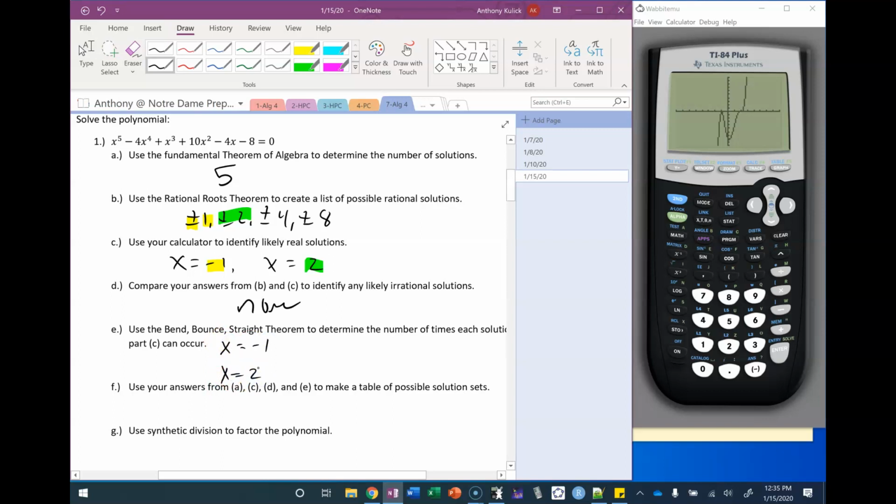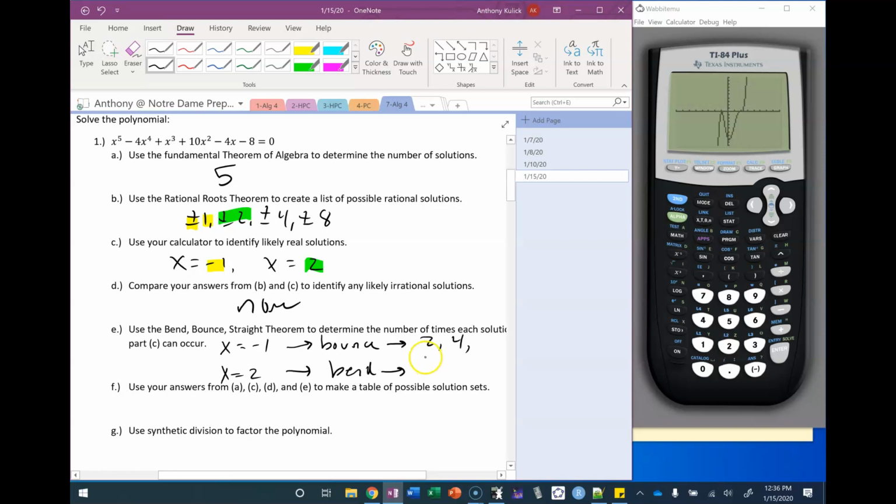All right, next up, we're going to use the bend, bounce, and straight theorem. If I look at -1, is that a bend, bounce, or straight? That's a bounce. If I look at x equals +2, bend, bounce, or straight? Bend. Okay. So bounces can be used how many times? Even, greater than or equal to 2. So at least 2, 4. Could it be used 6 times in this case? Why not, Catherine? Because there's 5 total solutions. So no way this one could be used 6 times.